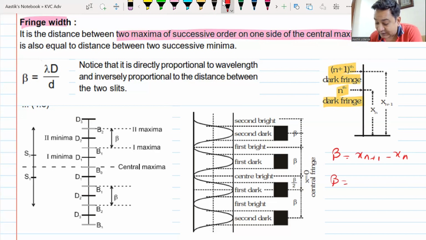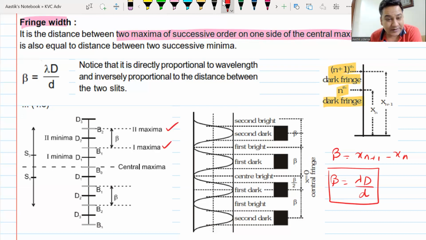When you do this, you will get the value of the fringe width as lambda D by small d, and that is a very important result. You can see between the first and the second maxima or the first and the second minima, you find the distance, that will be equal to the fringe width. Do we see this? Everyone understands this? From all the three diagrams that I have drawn, you don't have to draw the diagram, you just have to understand it. I'll give you a minute to note it down.